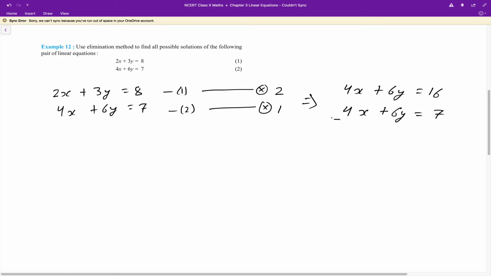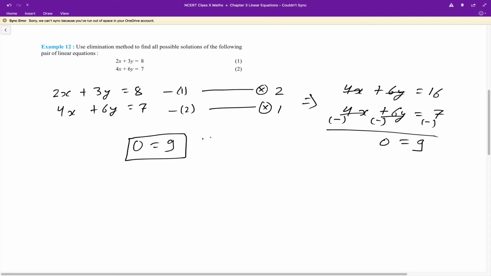Now let's say we subtract these equations. What do we get? This cancels out, this cancels out. So we get 0 is equal to 9. Okay, 0 is equal to 9. Is it? No. So we get an incorrect statement. Now, as we had seen in the case of substitution, if at some step, instead of getting a value for one of the variables, you get either an incorrect statement or a correct statement, then the situation is different.